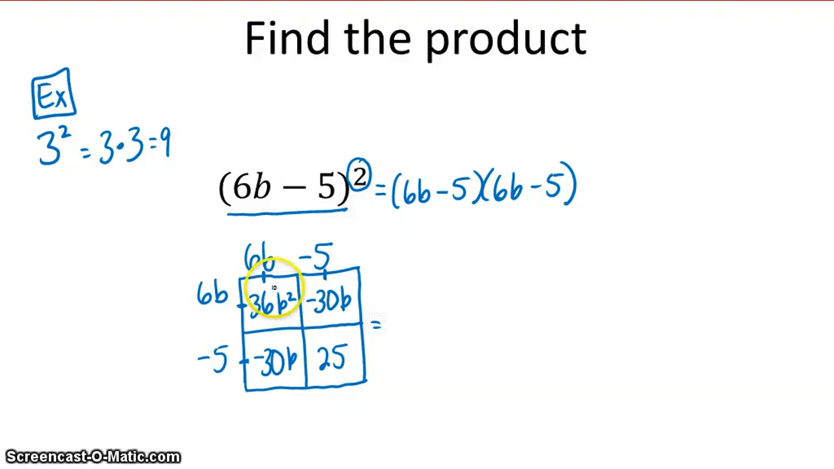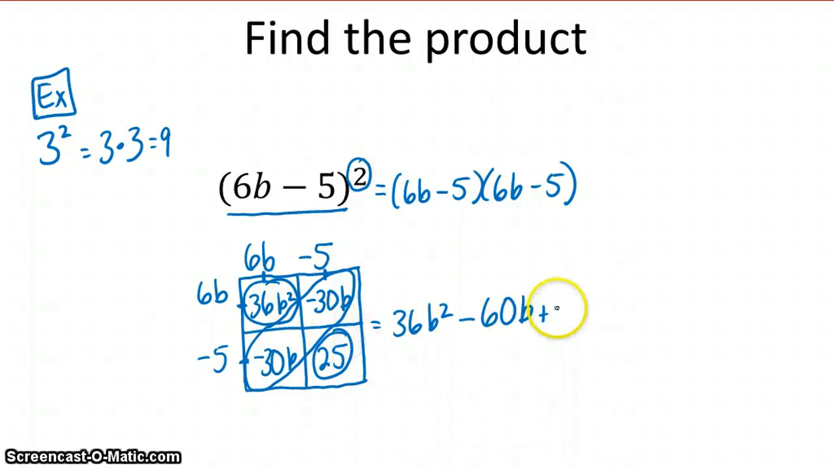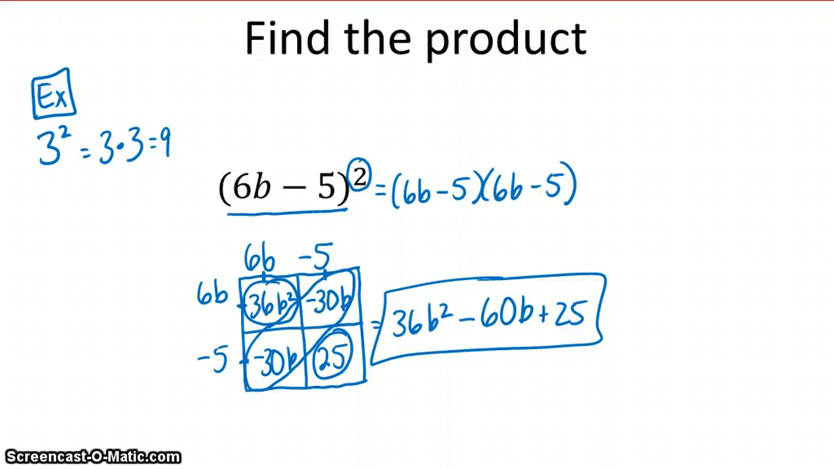My final step, again, combine like terms. I've got the positive 36b squared. The diagonal has my two like terms with b to the first power. -30 plus -30 gives me -60. So I could either write that as plus a -60, or I could just write it as -60. And those are my b terms. And then finally, I have my plus 25. So your final answer should have been 36b squared minus 60b plus 25. And that's how we find the products of two binomials times each other.